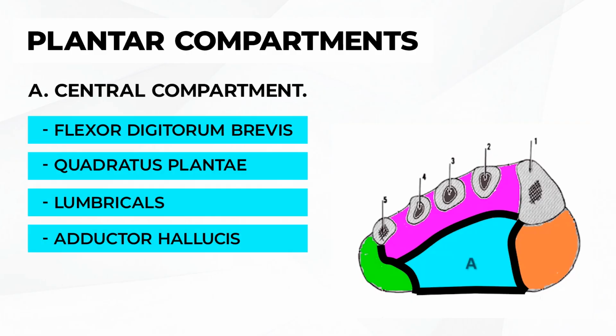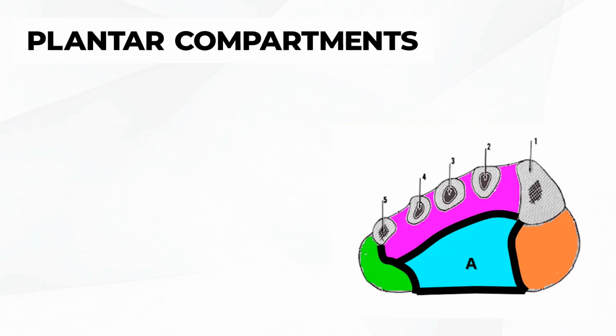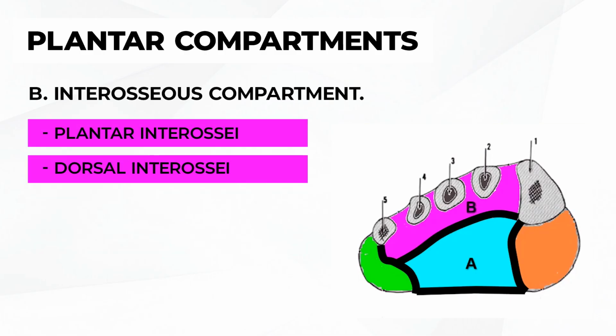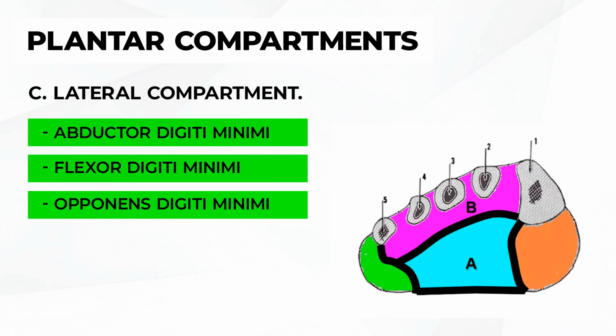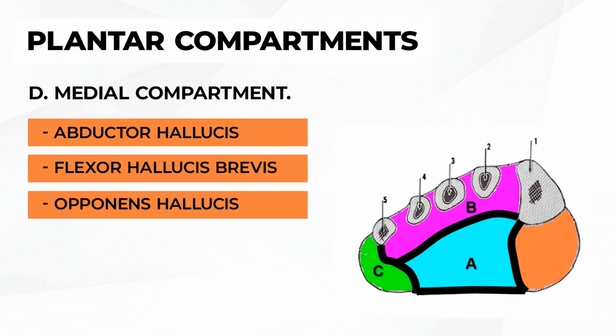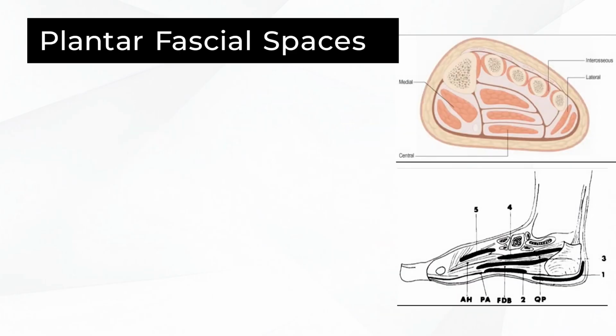The central compartment, which contains the muscles which are arranged in layers. The interosseous compartment, which is again composed of four compartments, each containing the plantar and the dorsal interosseous muscles. The lateral compartment, containing the intrinsic muscles of the little toe, and the medial compartment, which contains the intrinsic muscles of the big toe.